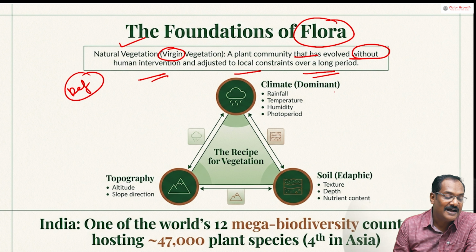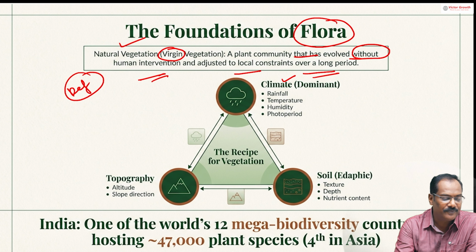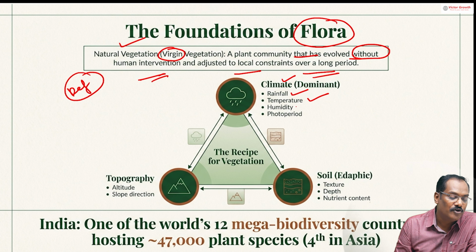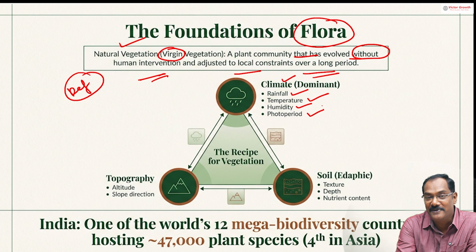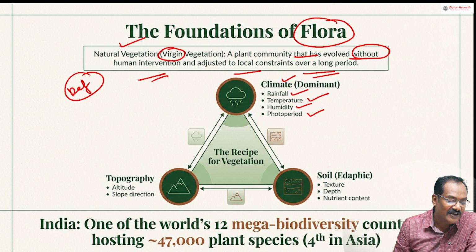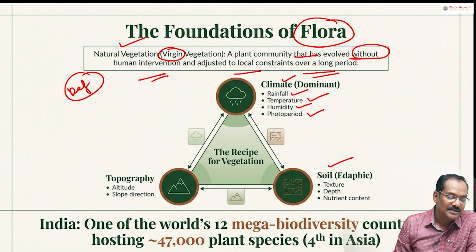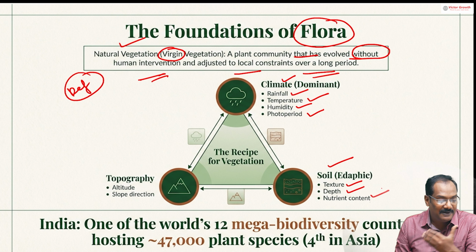So what are the factors contributing to the vegetation? The primary factor is the climate. From climate we get how much rainfall, what is the temperature, humidity, and photoperiod, meaning how much sunlight it is getting. Then of course edaphic, that is the soil. If the soil is deep and good, then the vegetation is also good: texture, depth, nutrient content. Please write down all this.